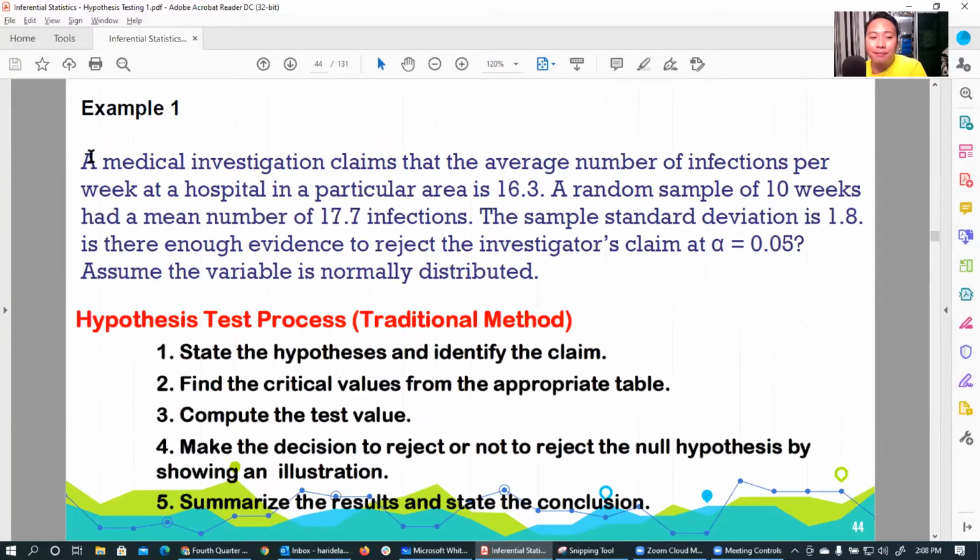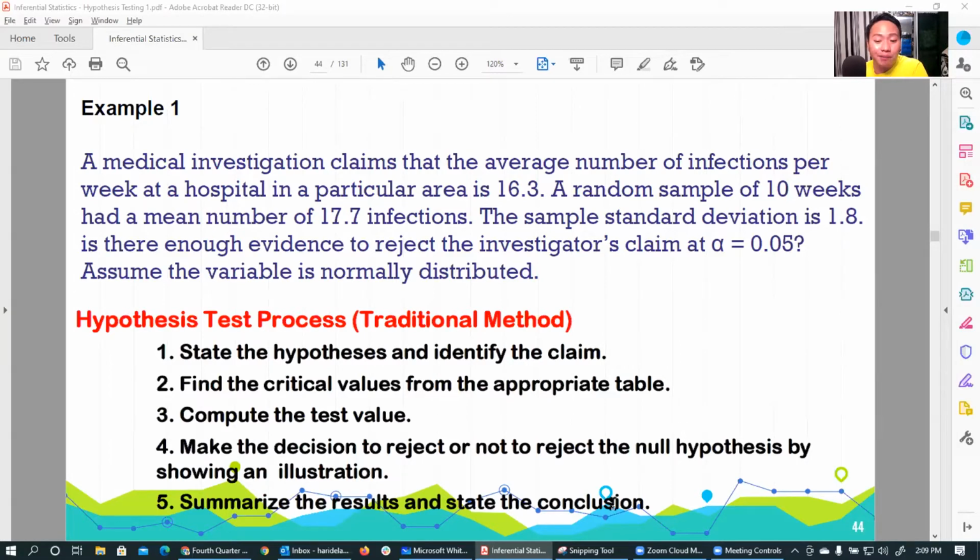So let's have this example. A medical investigation claims that the average number of infections per week at a hospital in a particular area is 16.3. And a random sample of 10 weeks had a mean number of 17.7 infections. The sample standard deviation is 1.8. The question here now is, is there enough evidence to reject the investigator's claim at alpha 0.05? Assume the variable is normally distributed.